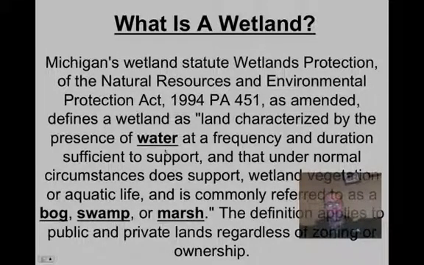So, looking at all this, we can go ahead and fill in our blanks, but it says a wetland is defined as land characterized by the presence of water at a frequency and duration sufficient to support, and under normal circumstances does support, wetland vegetation or aquatic life, and is commonly referred to as a bog, swamp, or marsh. So those are types of wetlands. Basically, the type of vegetation is going to dictate the type of wetland. Okay, so if we have water-loving vegetation, wetland vegetation, it's a wetland.